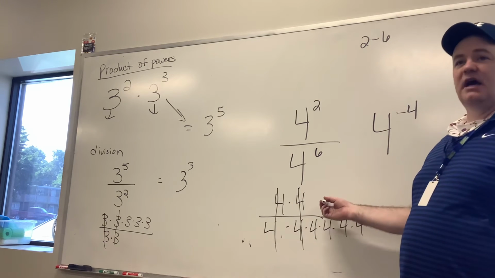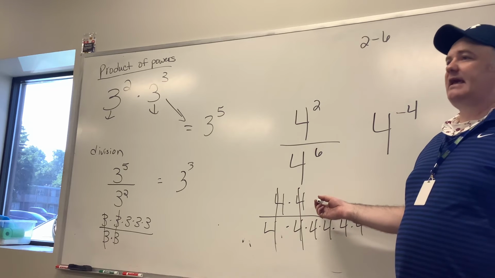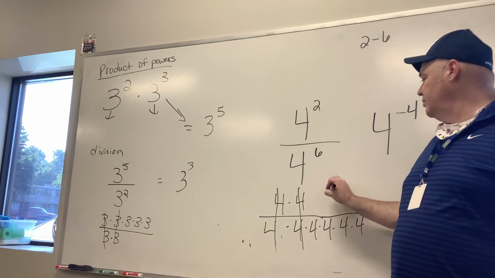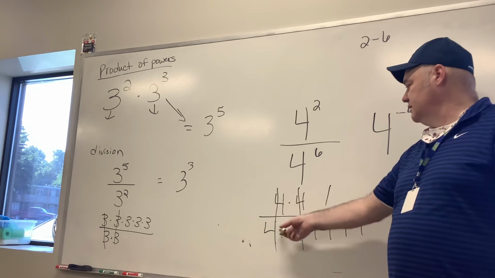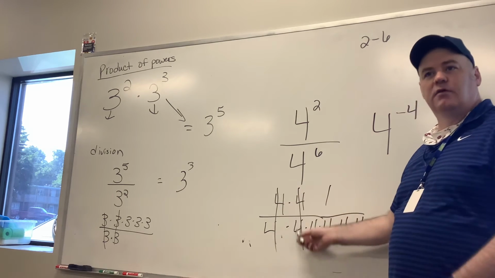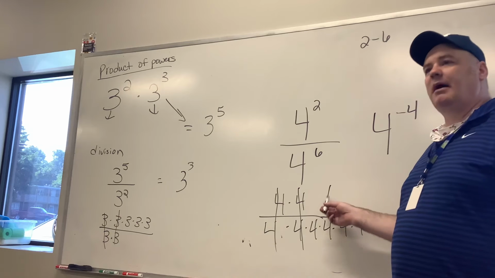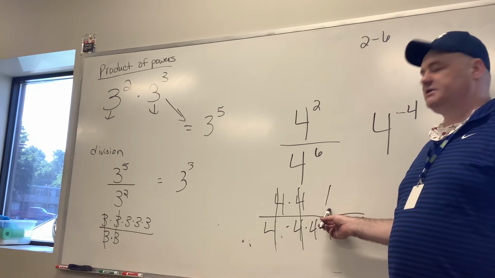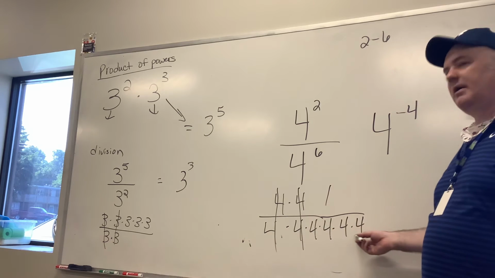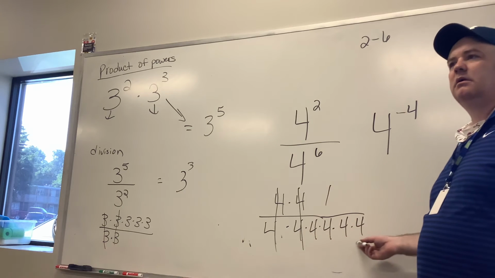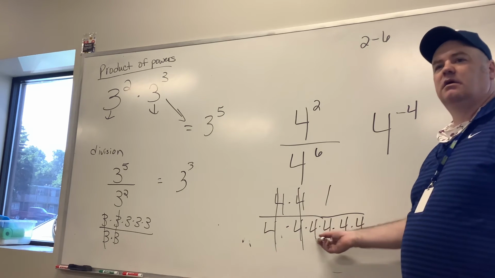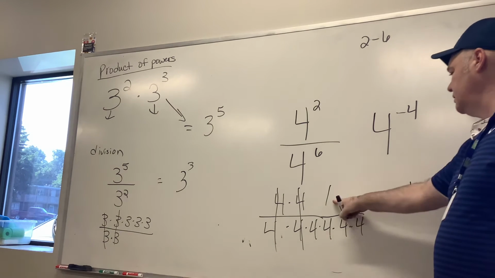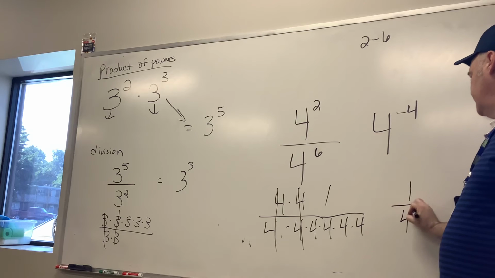Now I've got nothing on top. I can't leave nothing on top. So I've got to put a 1 there, because 4 divided by 4 is 1. So I put my 1 on top of the fraction. And what am I left with down on the bottom of the fraction? 4 to the 4th power. So it looks like this: 1 over 4 to the 4th power.